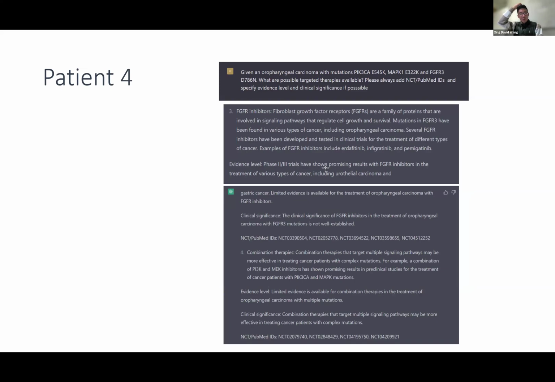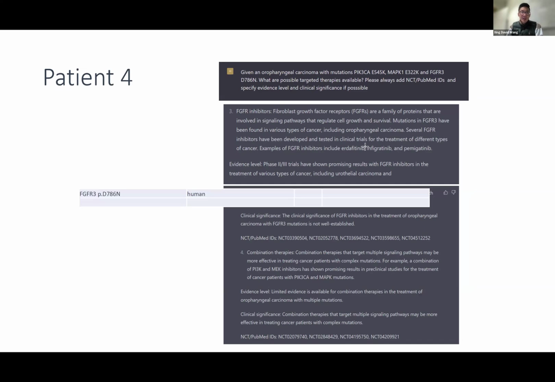And we repeated the same for the last mutation, the FGFR3 mutations. And again, ChatGPT suggested that there could be FGFR inhibitors like erdafitinib or pemigatinib as possible drugs. And here again, the humans said, okay, this is not really druggable.